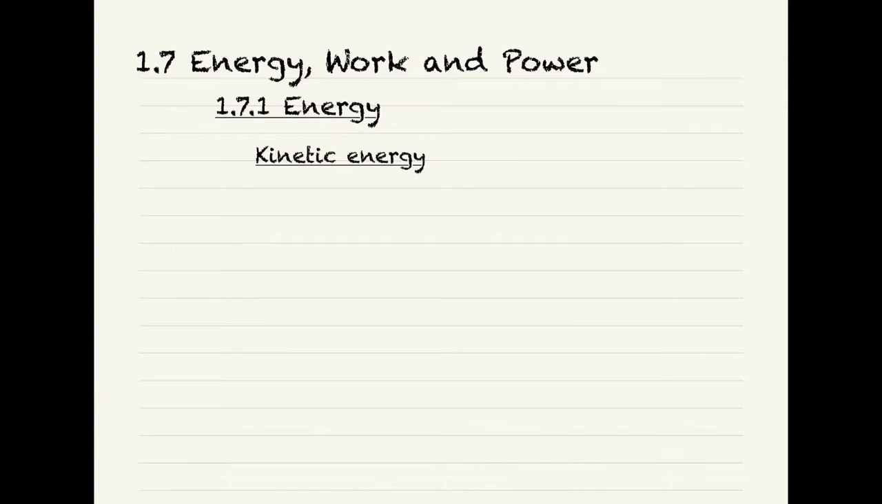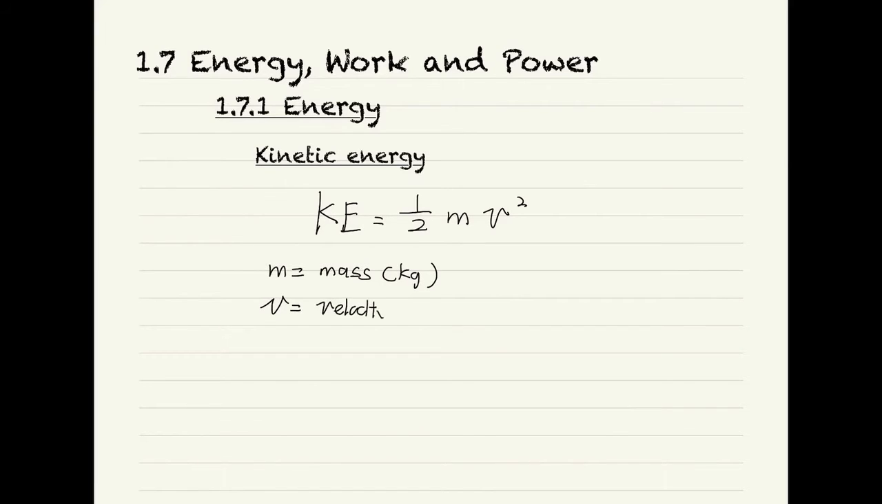The next one is kinetic energy. KE equals half mv squared. m is mass, kg. v is velocity, meter per second. KE is kinetic energy with unit J, joules.